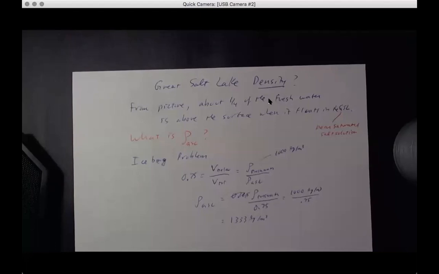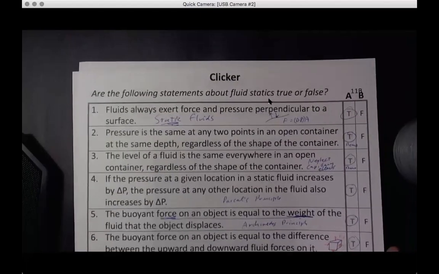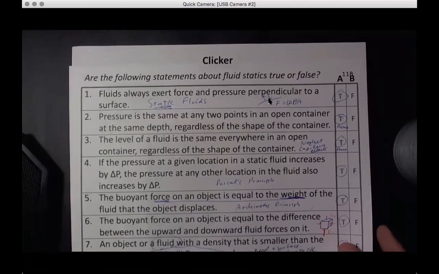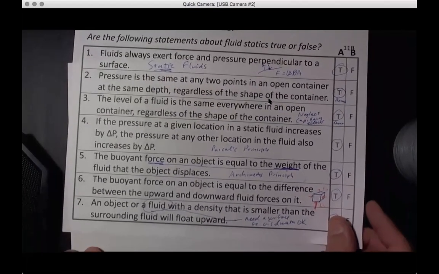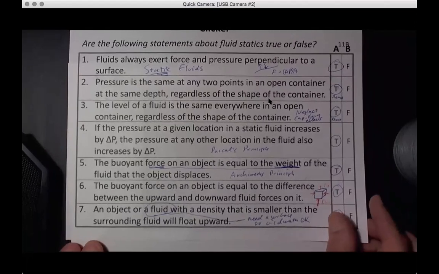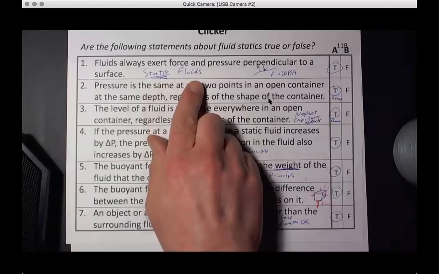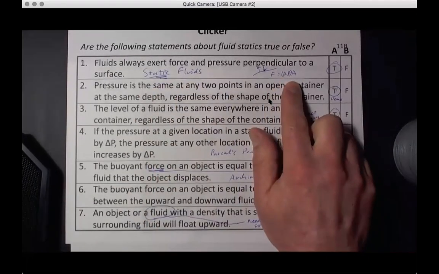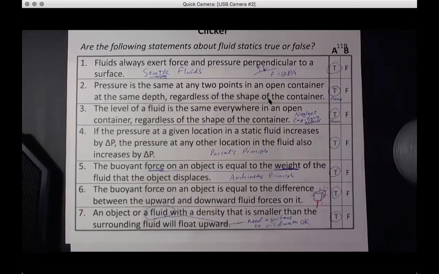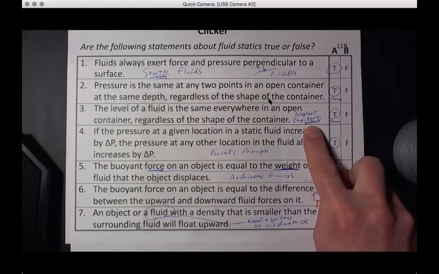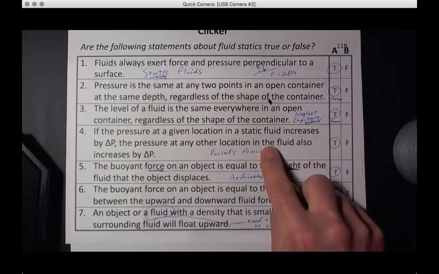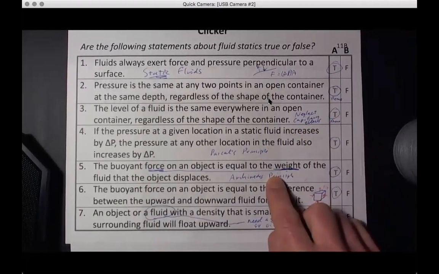Okay, and so let's pop over to here, and I'll put this up with my comments on it. So if you have static fluids, the force is this, that's what it is. And we had demonstrated with these two. This one you had to neglect the capillary effects. We have Pascal's principle and Archimedes' principle.